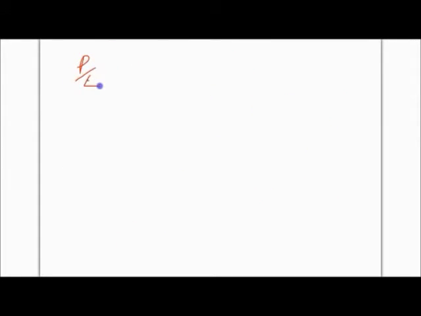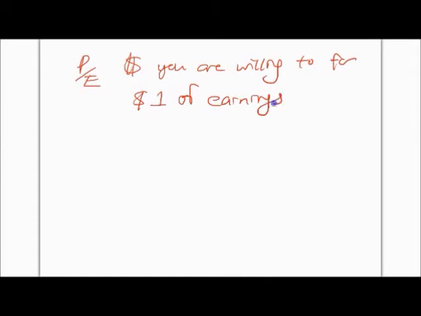So the PE ratio actually shows us how much an investor is willing to pay per dollar of earnings. What is the amount that you are willing to pay for $1 of earnings? For example, a PE ratio of 20 would mean that you are willing to pay $20 for $1 of earnings.